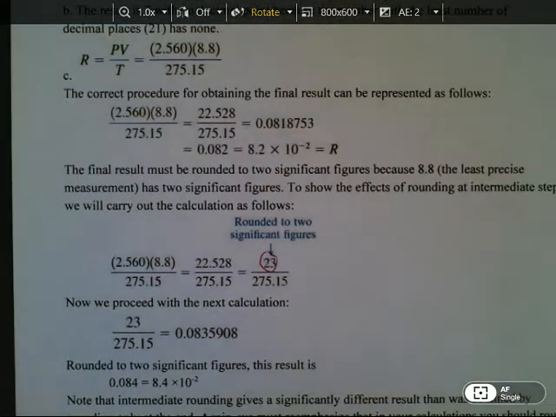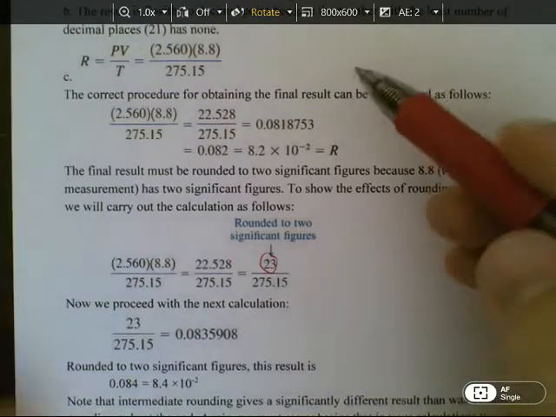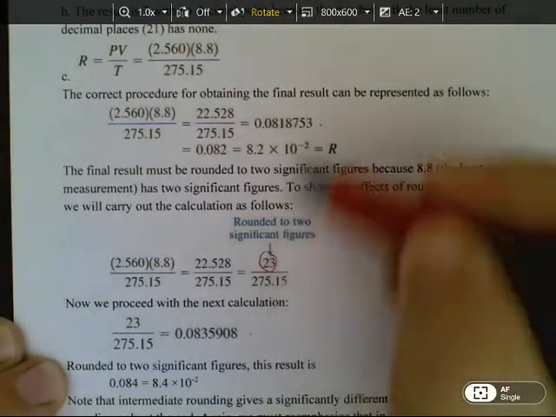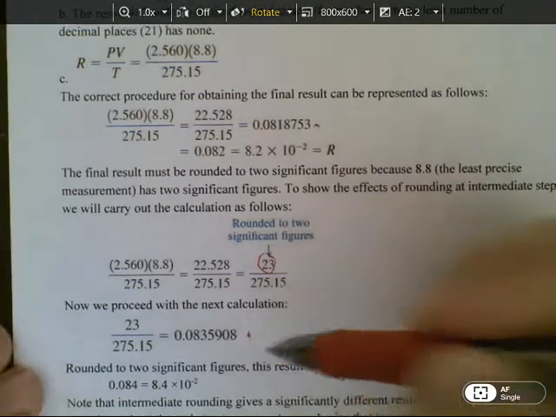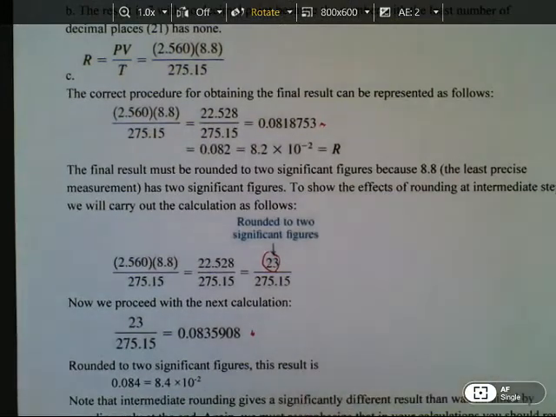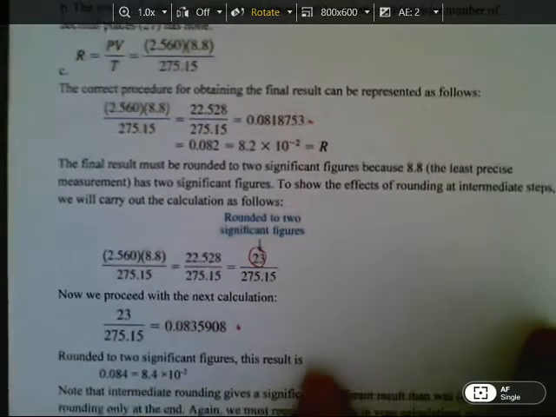Then we'd proceed to the next calculation, which would be the 23 divided by 275.15. That's this calculation right here, and then we would get 0.0835908. Notice that these two numbers are already different. And so rounding at the end and rounding at intermediate steps can have a significant impact on the response that you get. That's what we're trying to point out here.